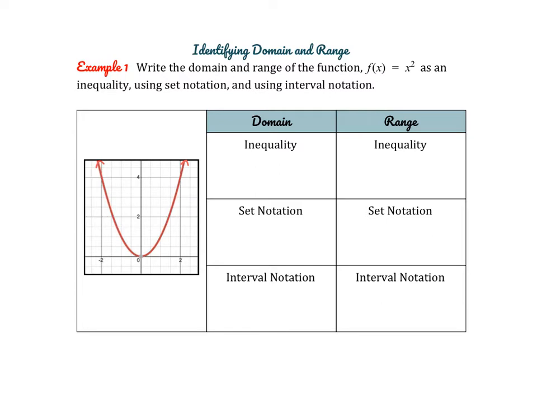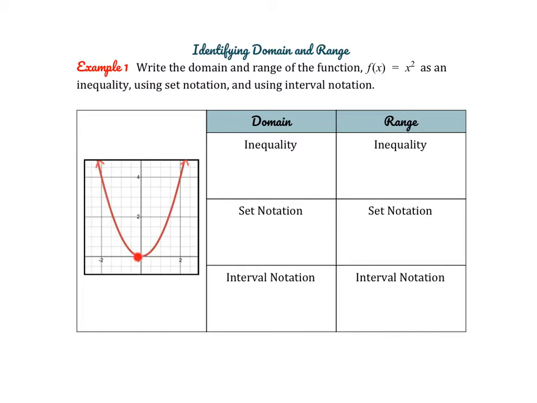All right, so let's look at example one together. Here we have a graph of the function f of x equals x squared, and we're going to define the domain and range using all three of those notations. So let's start by doing the domain in all three notations. Remember, the domain is all of the x values that work. So we're going to look at our graph, and we're going to also look at the x-axis to see where we have graph.